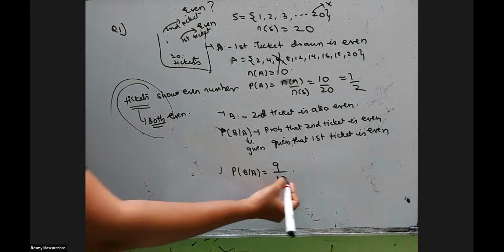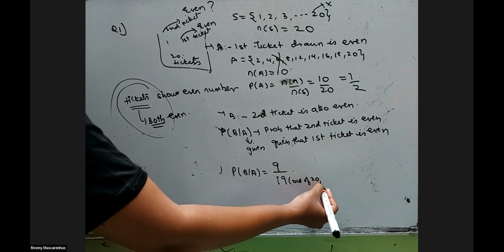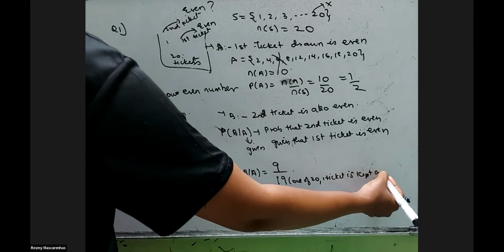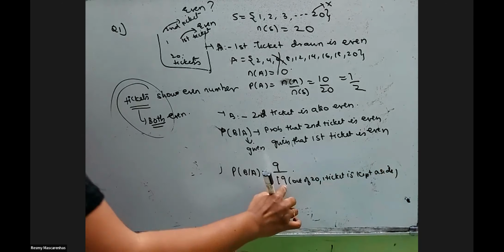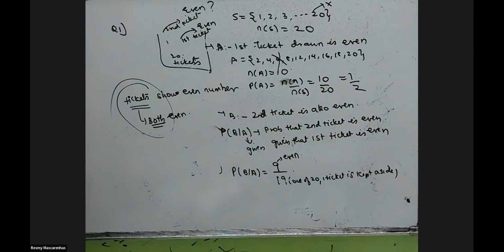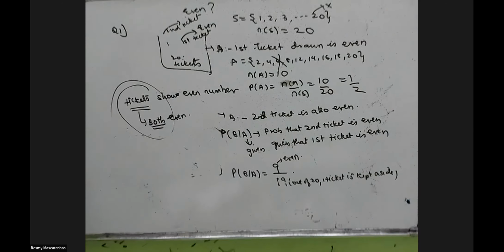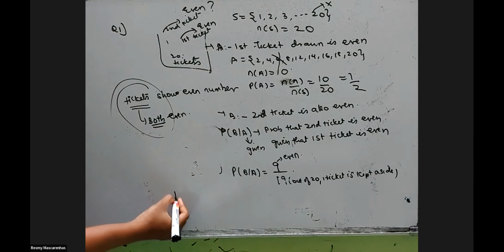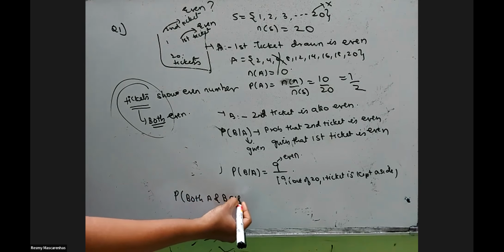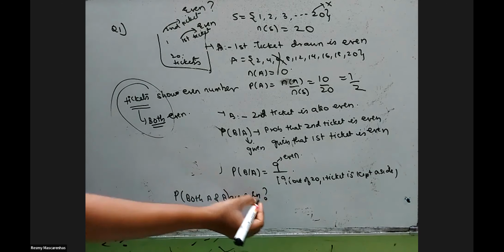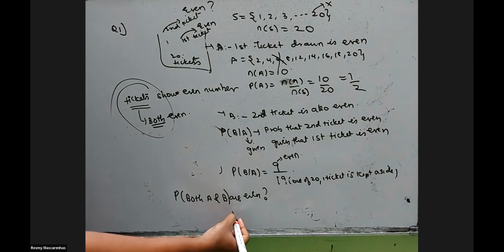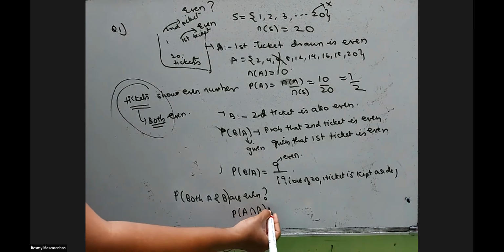Why? Out of 20, one ticket is kept aside. So second time when you're picking up, you'll have only 19 options total, and out of that are 9 even numbers, because one even number is already gone out. So now what has been asked, probability that both A and B are even. A and B means probability of A intersection B has been asked.